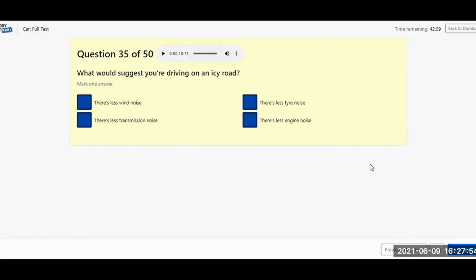What would suggest you are driving on an icy road? There will be less tire noise. So when the tires are not making any noise, that's another way you know that this is not a good surface.